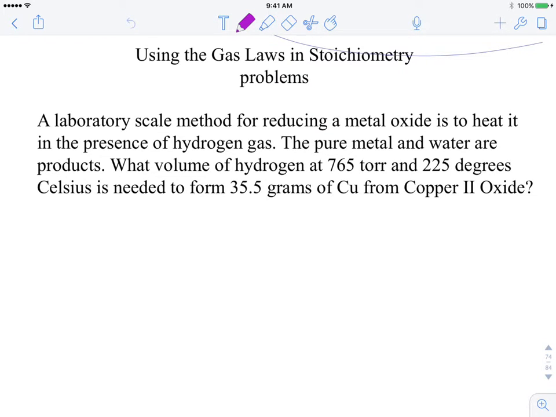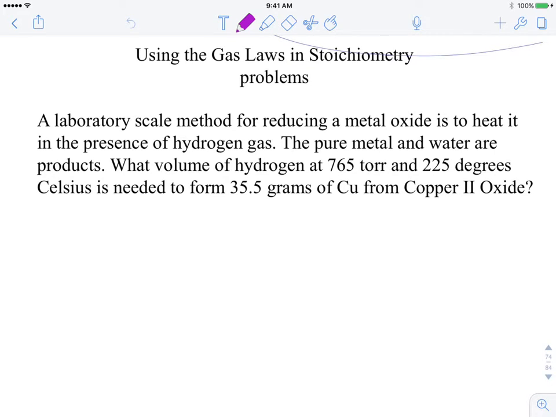Okay, welcome everybody to our last video for gas laws. What I'm going to talk about is gas stoichiometry, collecting gases over water, partial pressures, and then some of the KMT postulates and the root mean square velocities, and how to graph that out.